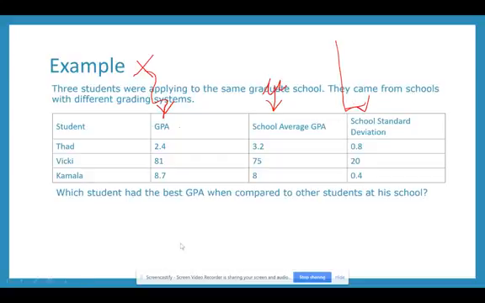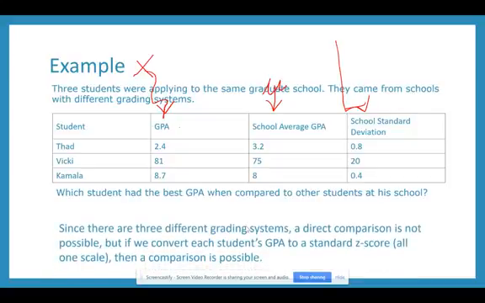So that gives you all of the values that you need, and we're trying to figure out which student has the best GPA. Well, because they have different scales, we can't compare them directly. So we need to convert them all to a single scale, the standard z-score, and then we can make a comparison. So we're going to walk through those calculations on the next screen.